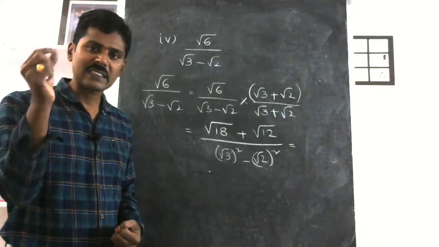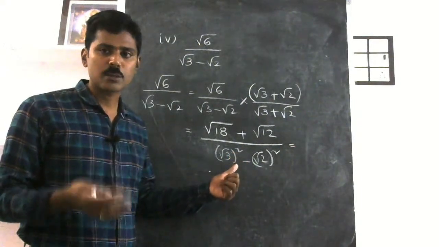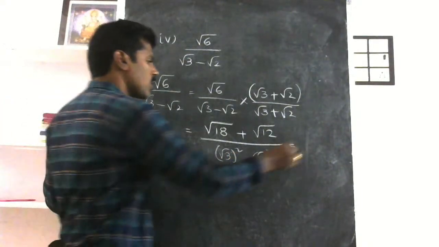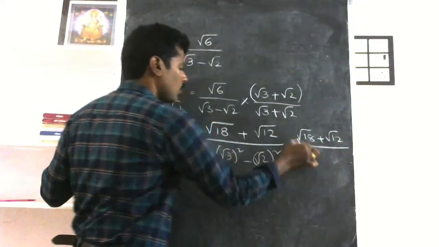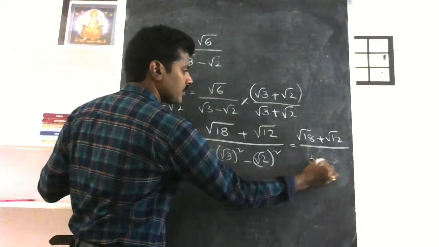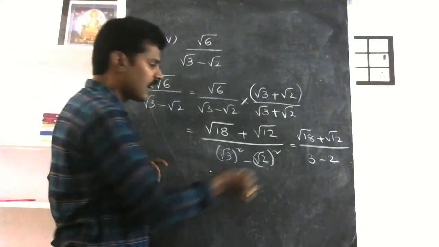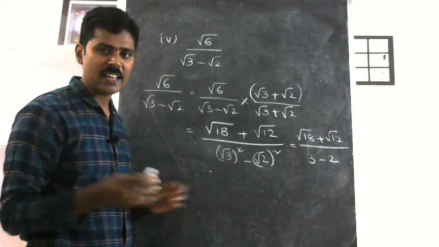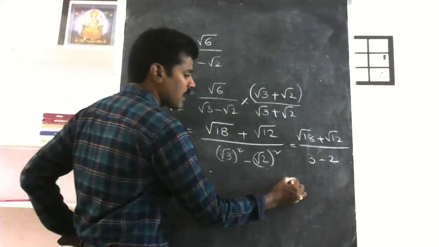Each and every tiny, that means very small doubts also you have to express and you have to get that. So here you will get root 18 plus root 12. No, you won't get 9 minus 4. You will get here 3 minus 2. Because square and square root will be cancelled, and here also square and square root will be cancelled. Generally they won't be cancelled. I explained how. So that you will get 3 minus 2.